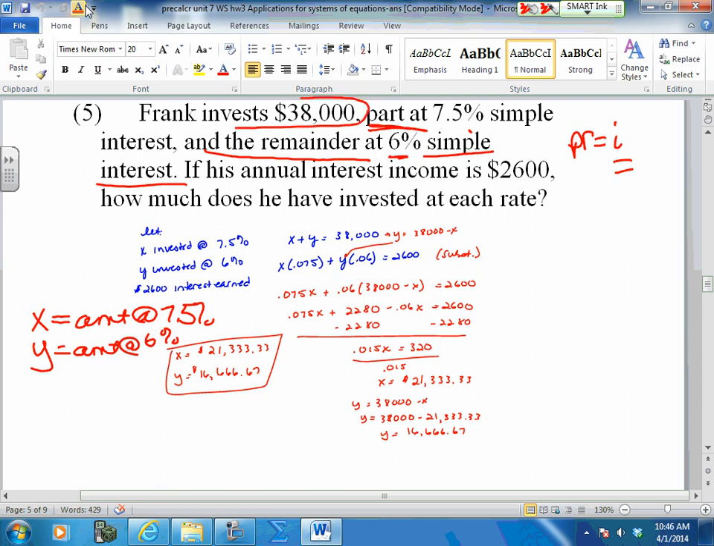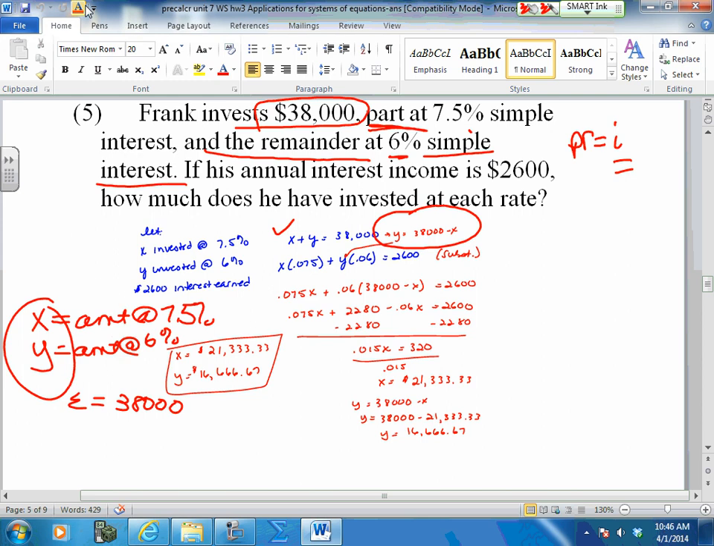First of all, we know that these 2 pieces that he invested have to total to what? $38,000. So therefore, there's my first statement. Or, watch what happens. If I solved for y, there's my 38,000 minus x. If one is x, the other one's 38,000 minus x. Now, I need my next statement.